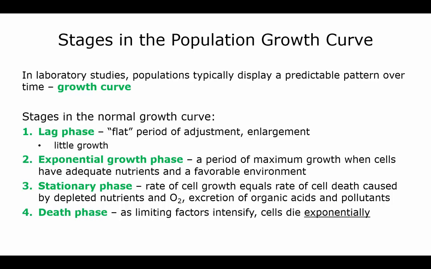The death phase, all these limiting factors, depleted nutrients, depleted oxygen, pollutants, organic acids being excreted, they get worse and greater. And so the cells start dying exponentially and the curve dips downward.